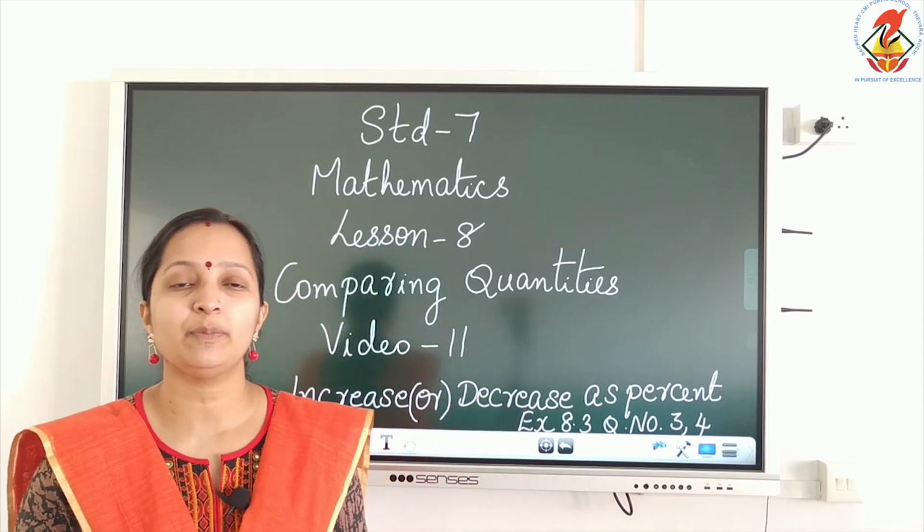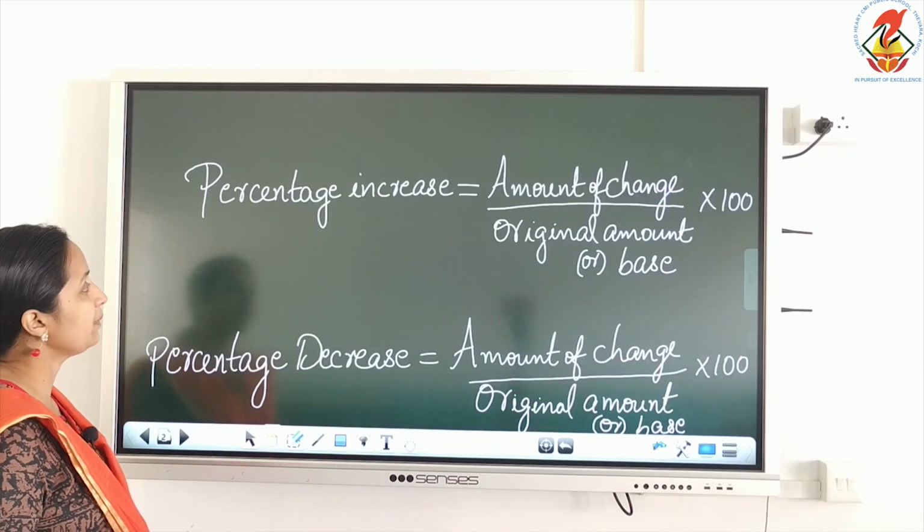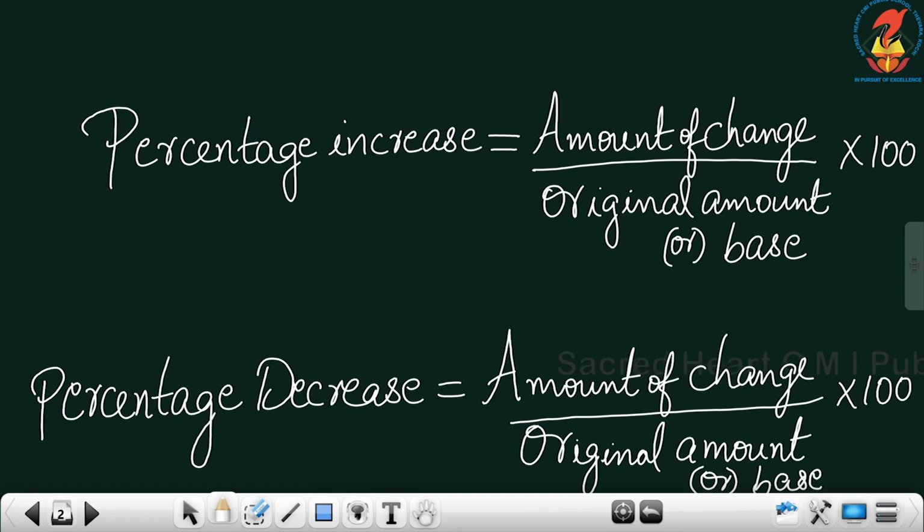So, how do we find the percentage increase and percentage decrease? There is a formula for finding them. What is the formula? Amount of change by original amount, or you can say base, into 100. How did you get this formula? That you will study later. So, just study this formula: amount of change by original amount into 100.